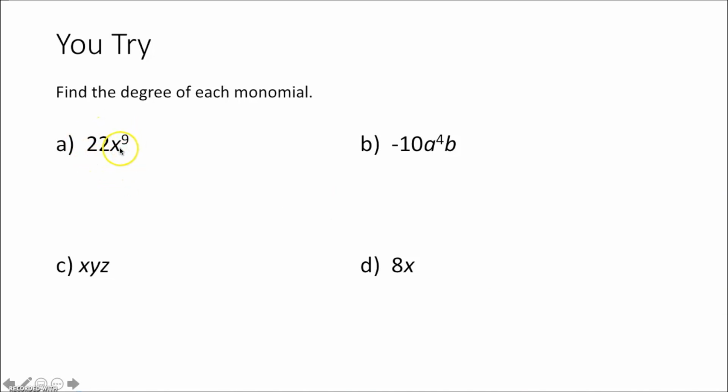You try. Okay, doing the same thing here. So this monomial right here is x to the 9th, which means its degree is going to be 9. So it's a 9th degree monomial. Here, this monomial, we have a to the 4th, b to the 1st. To get the degree of a monomial, you add together the exponents of the variables, and here that would be 5, right? So this would technically be a 5th degree monomial or a quintic monomial.